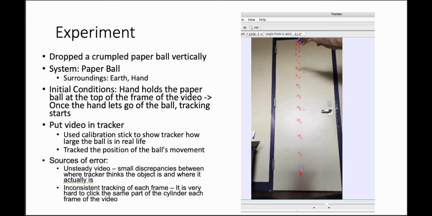The video was not perfectly steady as someone was holding the camera and it moved a small bit. So small discrepancies between where Tracker thinks the object is and where it actually is might occur. In addition, there's some inconsistent tracking with each frame, as it's hard to click the same exact region of the ball for each and every frame. That's just a source of human error.